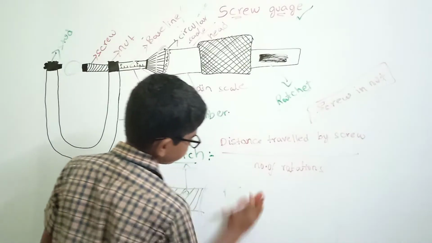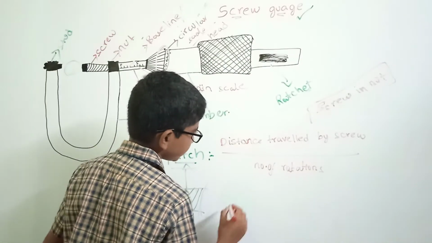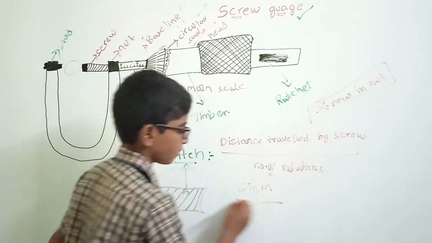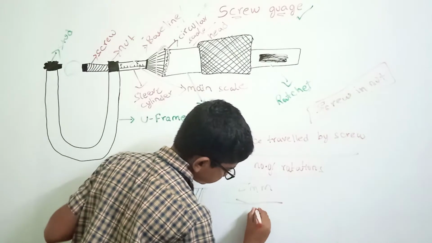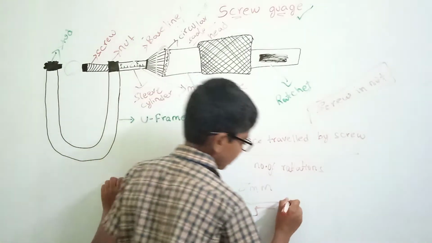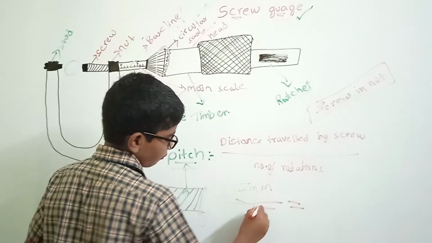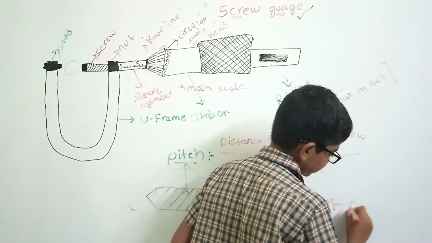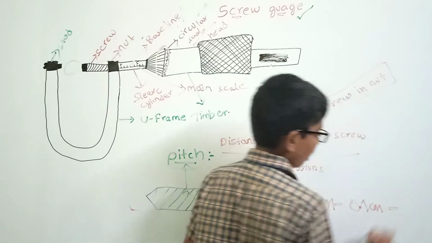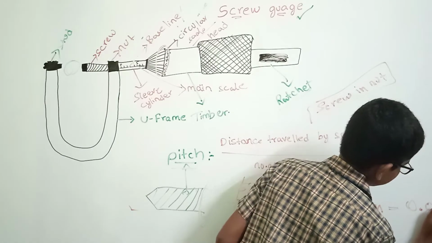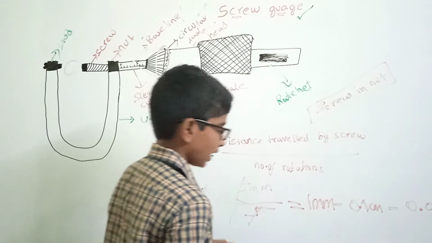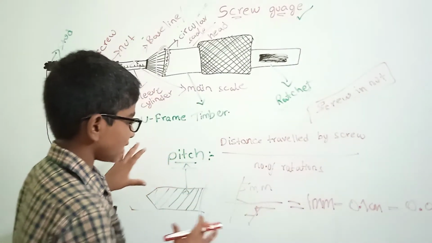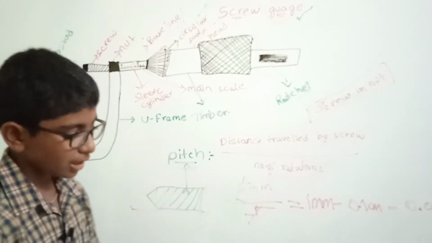Distance travelled by screw, suppose we take 5 mm. Next, number of rotations, 5 rotations. 5 divided by 5, cancel. The final answer is 1 mm or 0.1 centimeter or 0.001 meter. This is the distance travelled, and in this example the pitch is 1 mm. This is the formula for pitch.